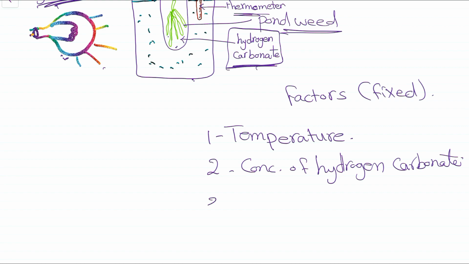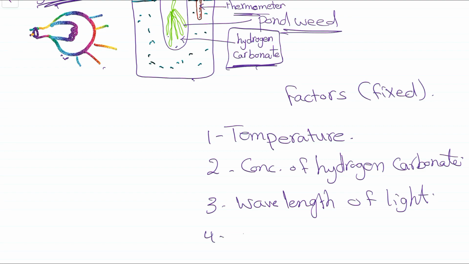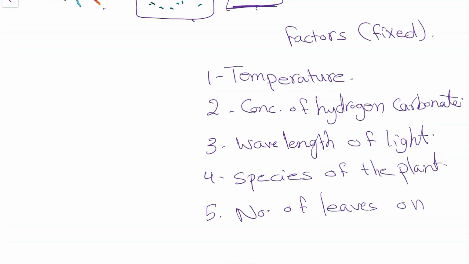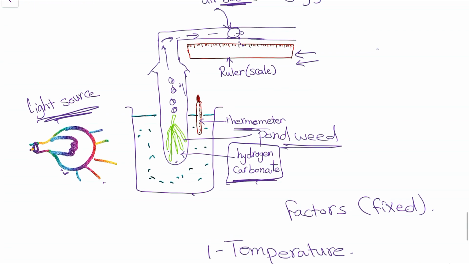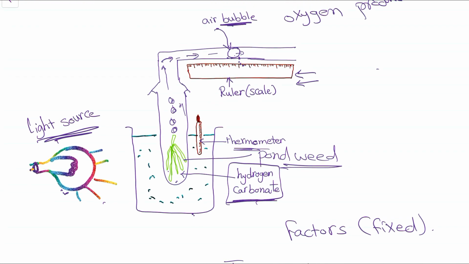Okay. Third, the wavelength of light. The wavelength of light, as I told you, is another factor which affects the rate of photosynthesis, which is light. Fourth, the species of the plant, and even the number of leaves on the plant. Any change in one of these gives false results. That's why, to avoid this, we have to fix these factors.